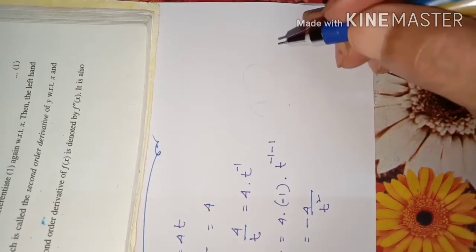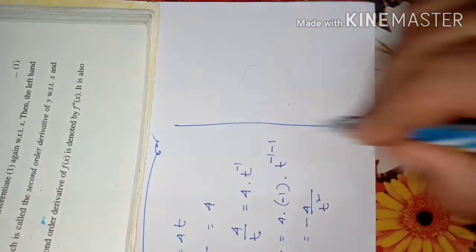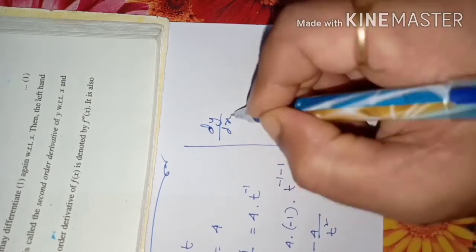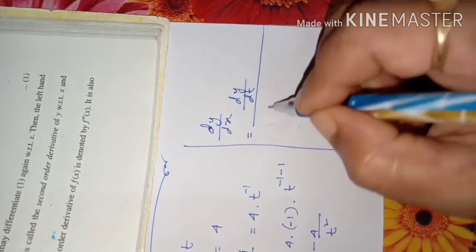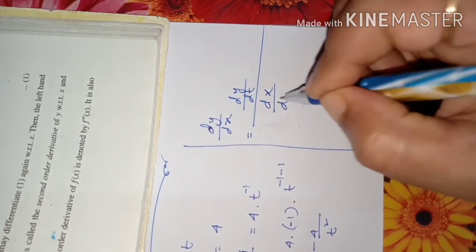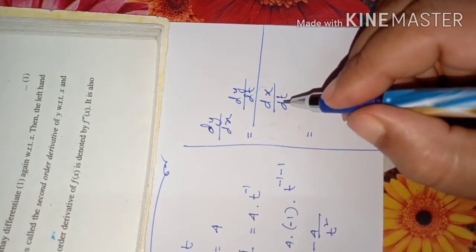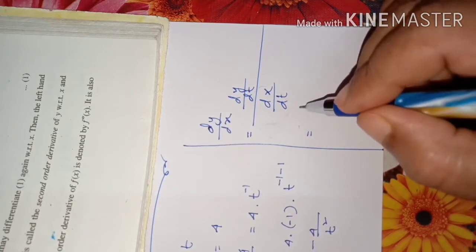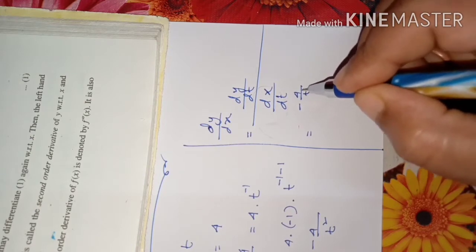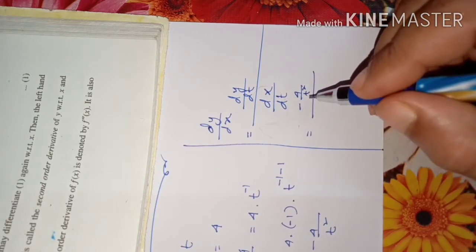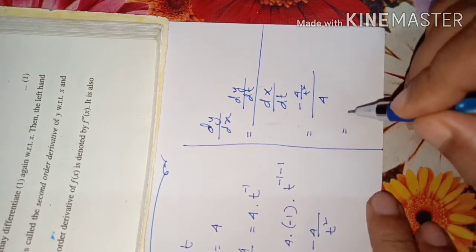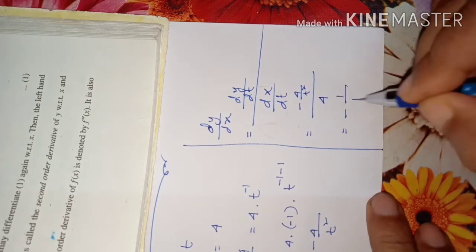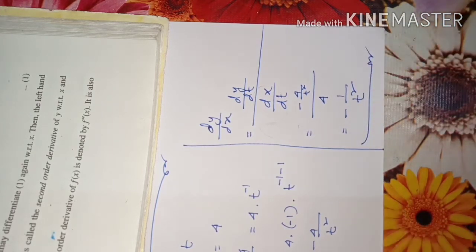So this is dy by dt. Here itself we can write dy by dx. So dy by dx is equal to dy by dt on dx by dt. dy by dt is what? Minus 4 by t square, divided by dx by dt, which is what? 4. So then 4 will get cancelled and the result will be minus 1 by t square. This will be our final answer.